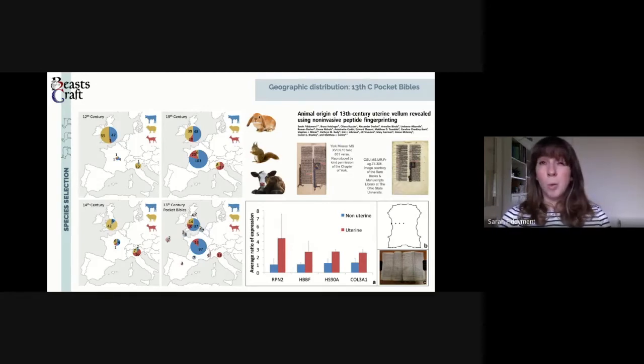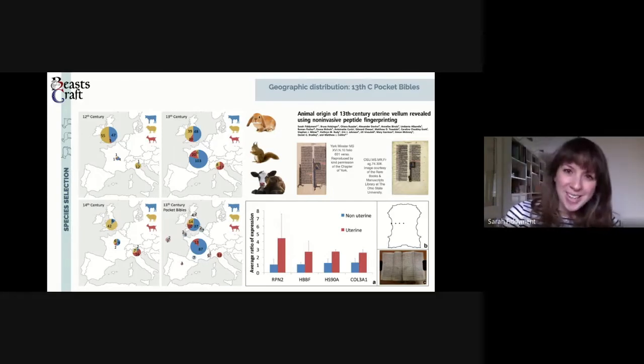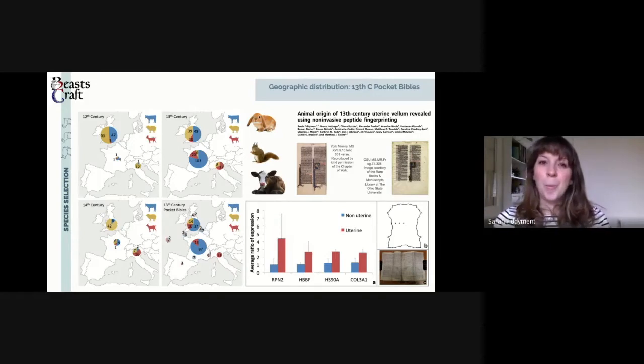So we sampled around 80 of these Bibles. In total, we sampled about 220 folios. And what we discovered is there's no rabbit, there's no squirrel, but we do find the three major forms of parchment, so calf, sheep, and goat. And what we find is the use of these different animals depends highly on their geographic distribution.